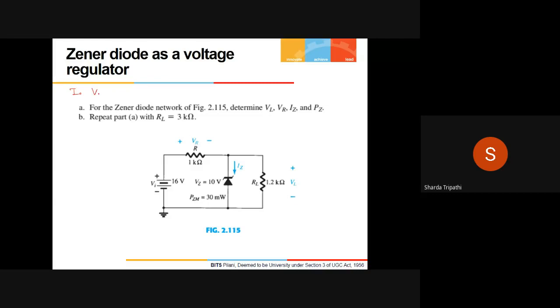So this is the first category. In this category, you will have VI as fixed. You will also have the value of load resistance as fixed. And just mark that in this question, it is nowhere mentioned that the diode is operating in breakdown.